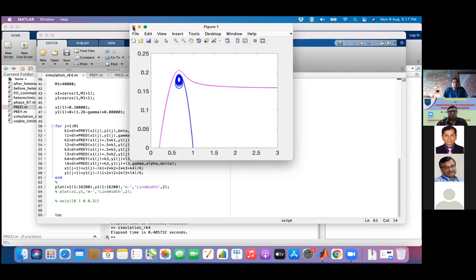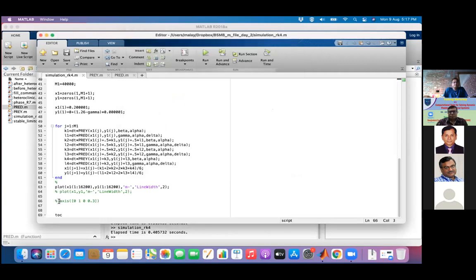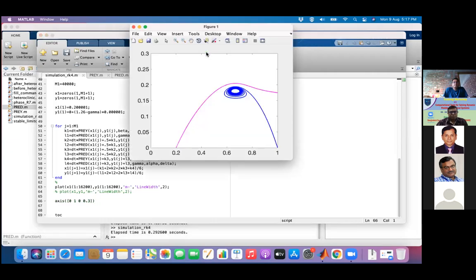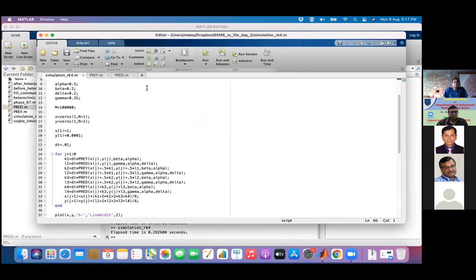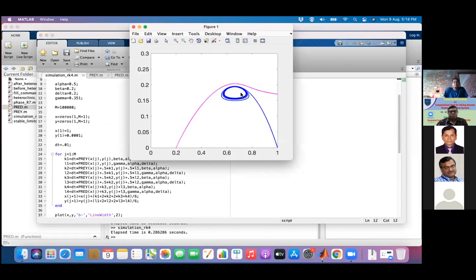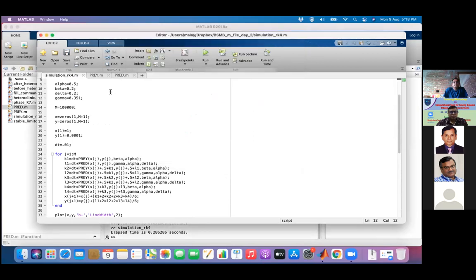But what is the advantage of this particular code? The advantage is that once this part is ready, now you can play with your gamma. So here gamma is 3.5. Just slowly increase your gamma value, 0.351. Then you can see that, okay, still there is a limit cycle and this stable manifold lies above this curve, and this is clear. Now you change it to 0.352.